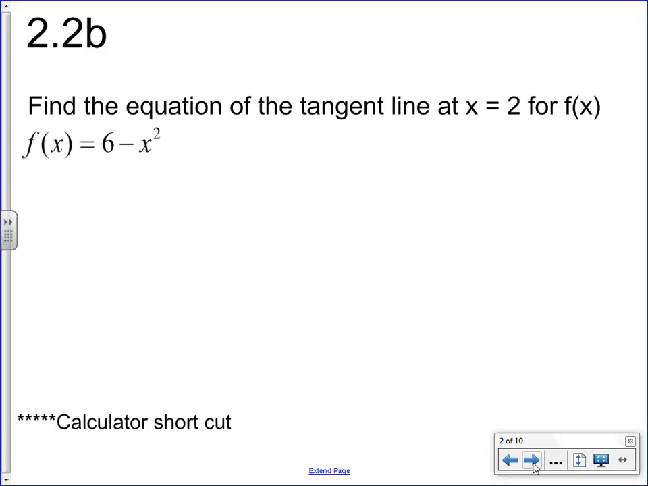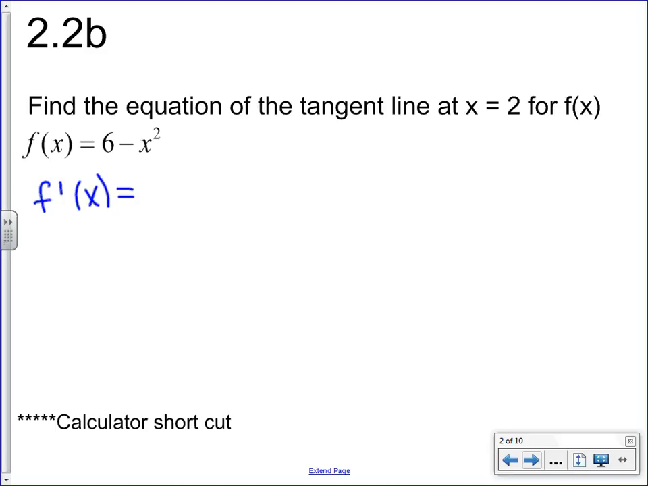Okay, so the first thing we're going to do is find the equation of the tangent line at 2 for this function. First of all, let's just talk about writing the equation of a line. What two things must we have to write the equation of a line? Point and slope. How might we find slope? Derivatives. Okay, so let's go ahead and find this derivative.